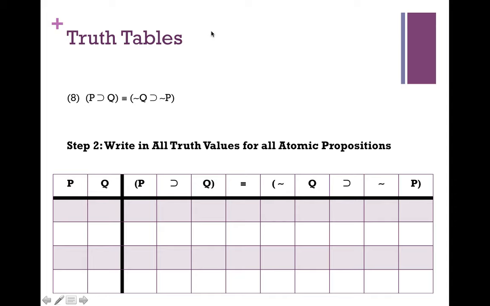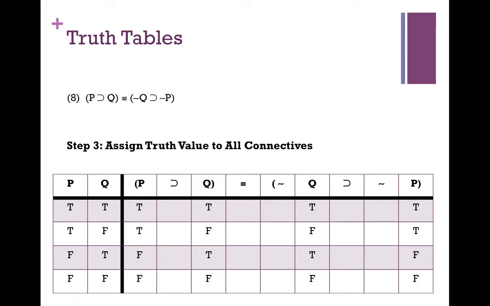Now we're going to write in the truth values for all of these. Hopefully at this point you have a sense of how this works. For the truth values, we just do true, true, false, false, true, false, true, false, and then we transfer all of the ones in the left-hand column all the way over here. Now we come to step 3, and we assign truth values to all connectives. We know our main connective is the if and only if, so we're saving the main connective for last.